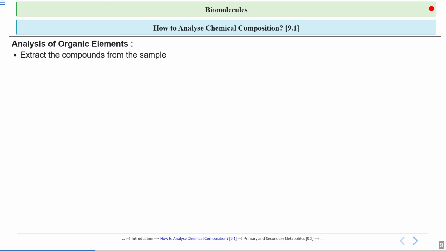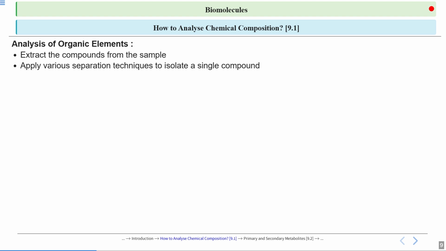You can extract the compounds from the sample now. You can extract the biomolecules from the sample. You can use various separation techniques to isolate the single compound. So there is one technique known as column chromatography. You will read about that in higher classes.